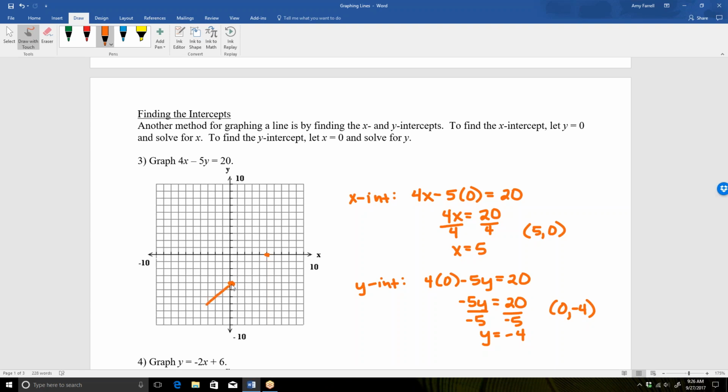Now, I mentioned earlier that 2 points determine a line. So we only need 2 points to graph a line. I've got my 2 points. I've got my x-intercept. I've got my y-intercept. I plot those 2 points, and there is my line.